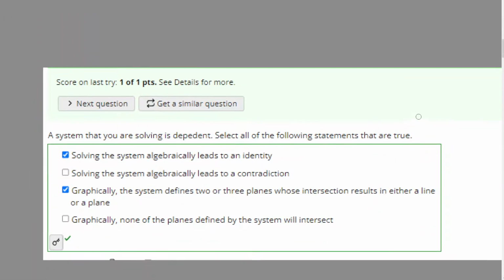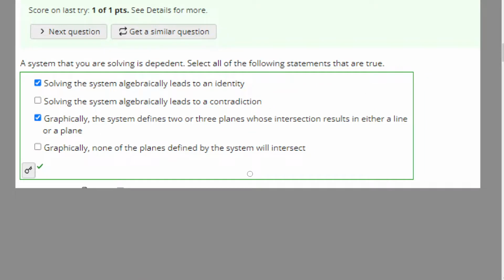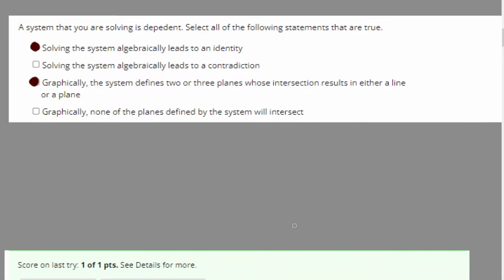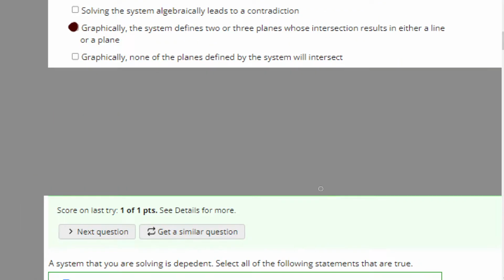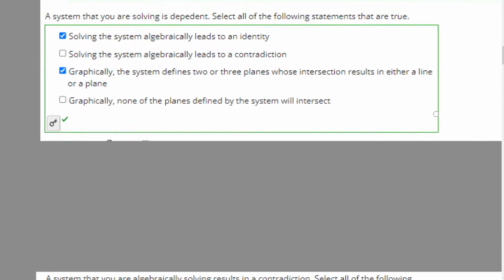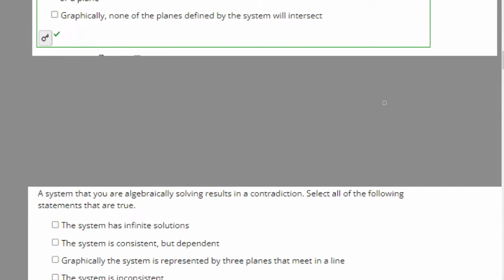And then this one, a system that you're solving is dependent. Select the following statements that are true. Oh, I think this is exactly the same with the answers. Yeah, so this was correct. The first and the third are correct.